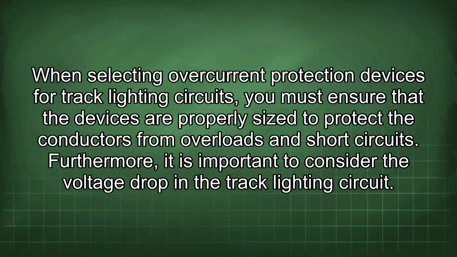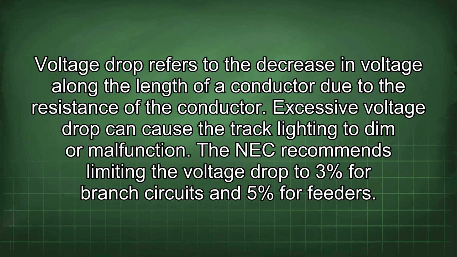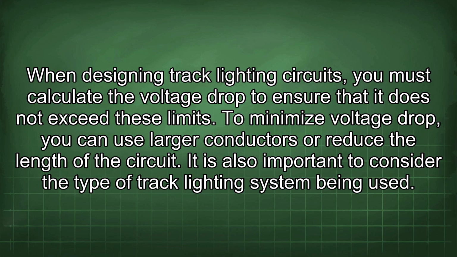Furthermore, it is important to consider the voltage drop in the track lighting circuit. Voltage drop refers to the decrease in voltage along the length of a conductor due to the resistance of the conductor. Excessive voltage drop can cause the track lighting to dim or malfunction. The NEC recommends limiting the voltage drop to 3% for branch circuits and 5% for feeders. When designing track lighting circuits, you must calculate the voltage drop to ensure that it does not exceed these limits. To minimize voltage drop, you can use larger conductors or reduce the length of the circuit.